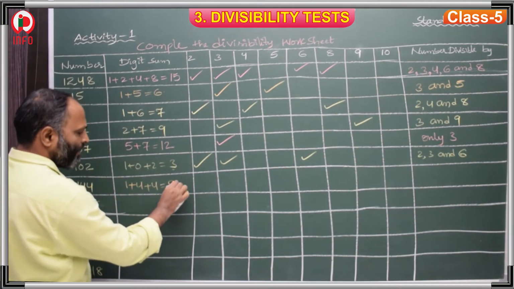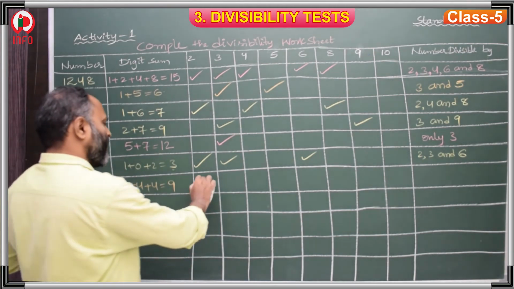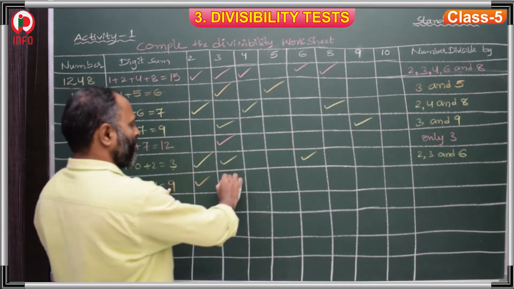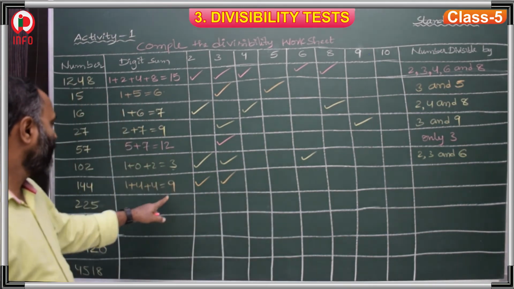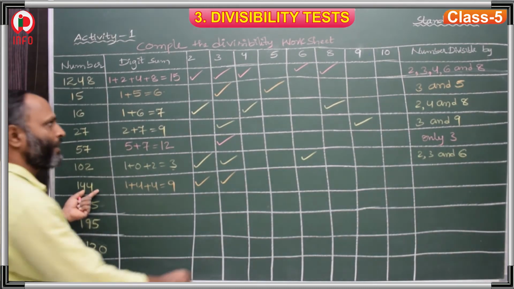Next, 144. 1 plus 4 plus 4 is 9. 144 is an even number, so it is divided by 2. The sum is 9, and 9 divides by 3, so it is divided by 3.